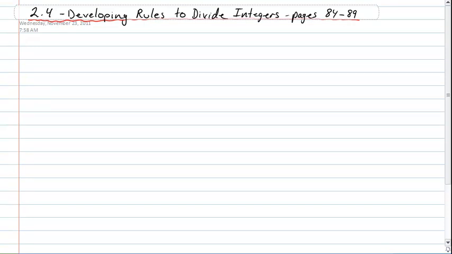Okay, this section on 2.4, Developing Rules to Divide Integers, goes from pages 84 to 89. And what we're going to do is take just some basic notes on the division of integers.